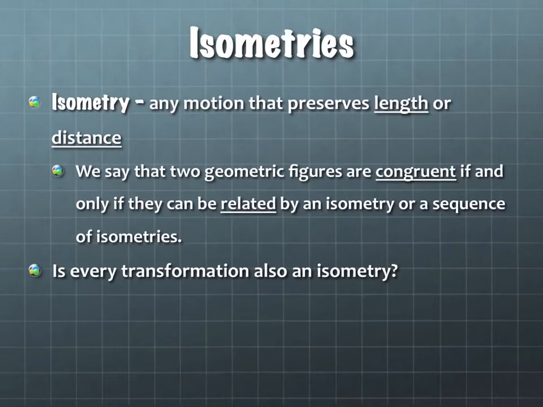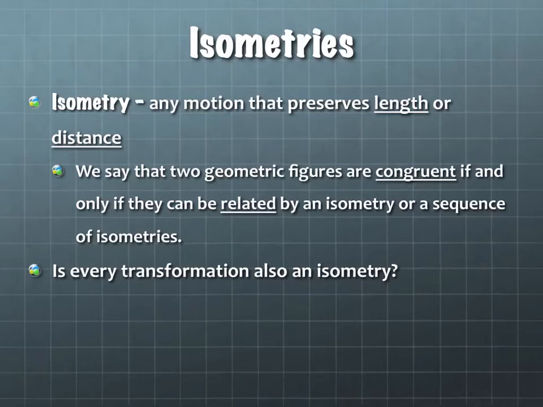One type of description of a transformation is that it could be an isometry. An isometry is a motion that preserves length or distance. An isometry is something where you take the shape and you could physically pick it up and shift it and move it somewhere, and it didn't actually change the shape. You could talk about the fact that the original place where it was and the changed image are congruent to one another. They didn't really change. They just changed where they were. So we say two geometric figures are congruent if and only if they can be related by an isometry or a sequence of isometries.